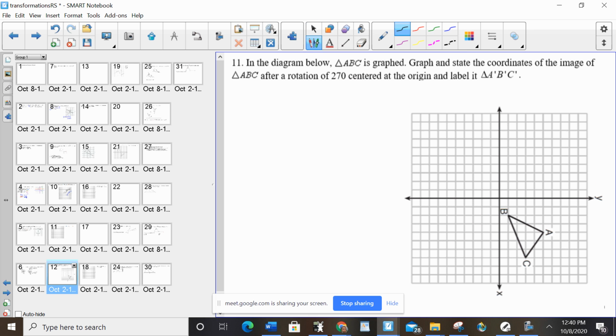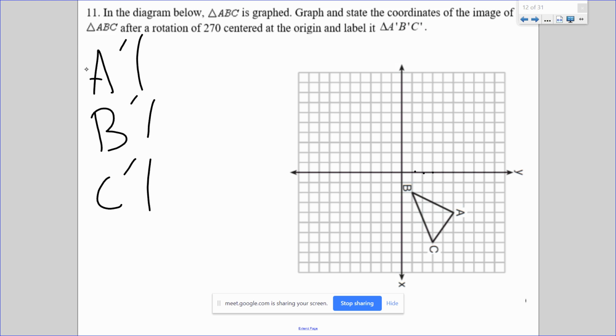Now I'm going to write down the new coordinates. A prime is now (5, -4). B prime is (1, -2). And C prime is (3, -7).